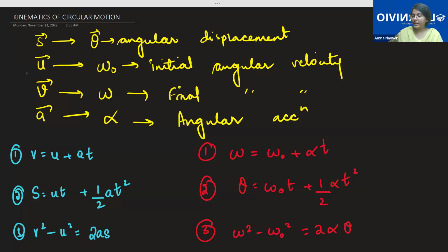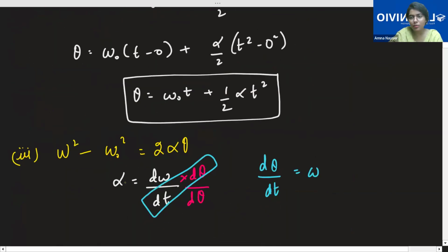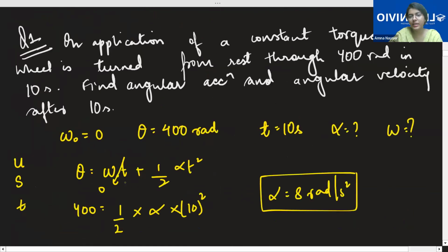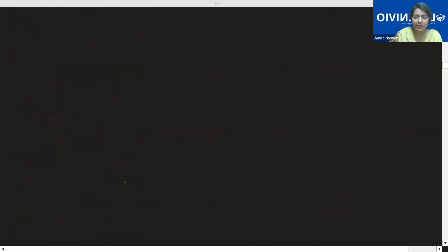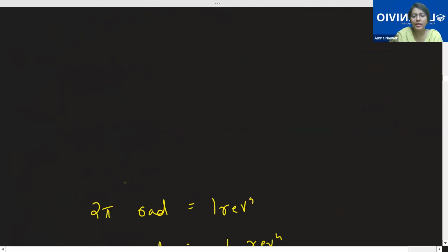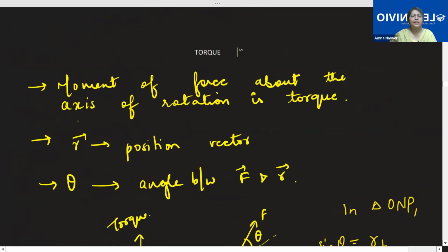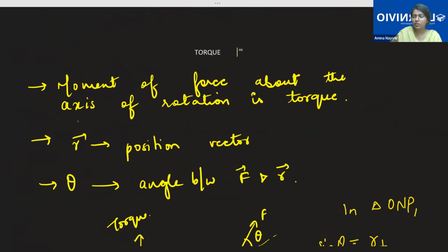In the last class we started with the kinematics of circular motion. That we have completed more or less. The whole portion was over, the derivations we did, and the two questions we completed. Now I want to start the next topic, that is torque. Did I discuss torque with you? No, Mom. Torque was left.